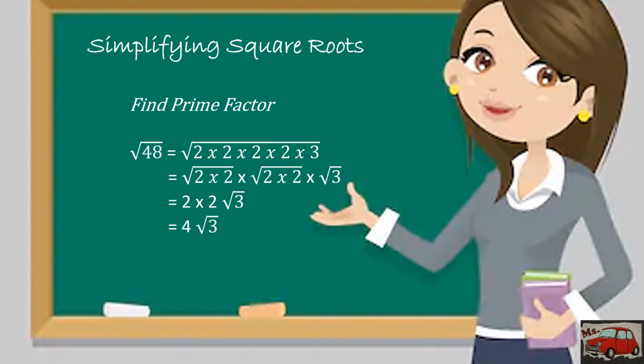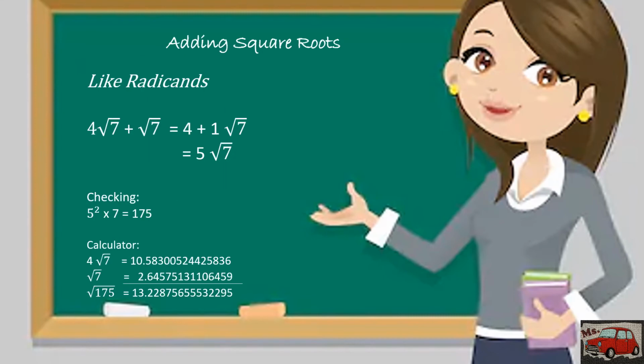Again, simplifying square roots, it's not getting the square root of that number. We are just trying to make smaller radicand. At ilalabas natin yung square root ng isang factor ng radicand. Okay? Okay. So, i-apply na natin yung 4 basic operations sa square root.